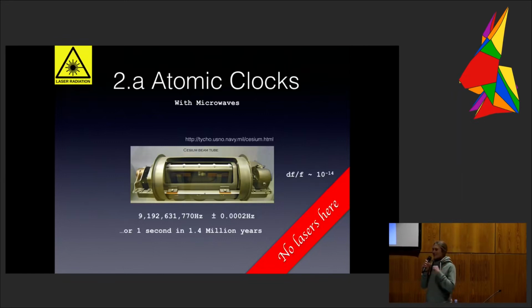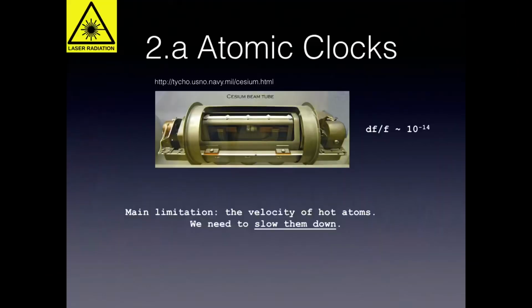So, as I said, this works with hot atoms. And hot atoms have, as a result, different velocities. This variation of velocities will change slightly the frequency of the resonance. And so a solution is to cool these atoms. And it turns out you can do that with lasers. You can cool atoms with lasers.